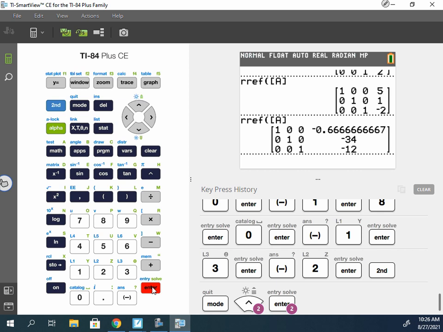It gave us the answer because we redefined what matrix A was. We changed it to our new matrix. So it's going to call that. It's not going to call the previous one. So 0.6 repeated. Well, it's just negative 2/3. And then we have negative 34, comma negative 12. Yes?